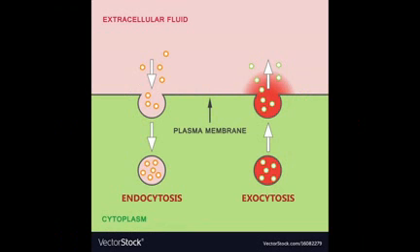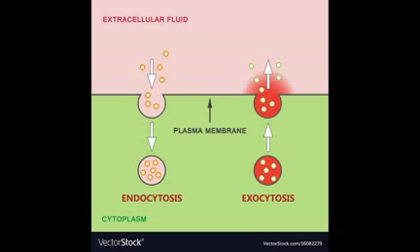Now, exocytosis. Exocytosis is the reverse of endocytosis. It is the discharge of materials present in vesicles inside the cell by the fusion of these vesicles with the cell membrane. So that is what exocytosis is.